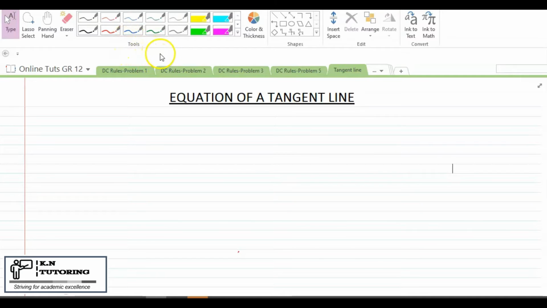This is a very short topic, and I'm not going to waste time. So with having said all that, let's look at what this equation of a tangent line is all about.